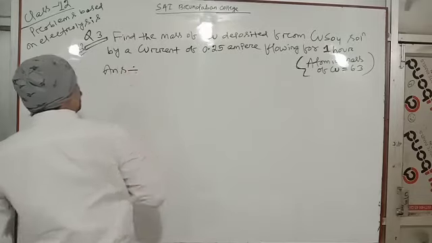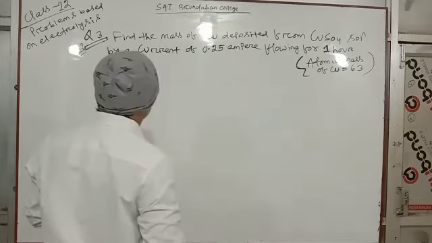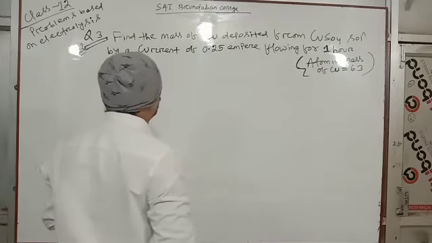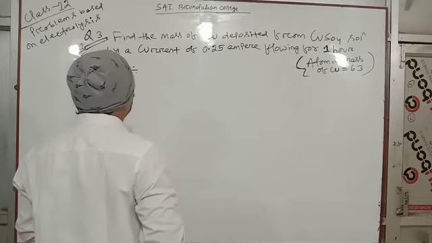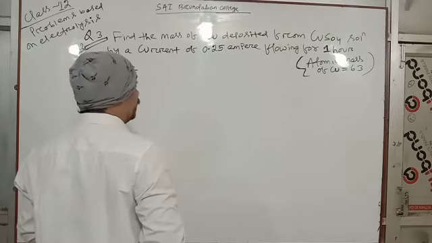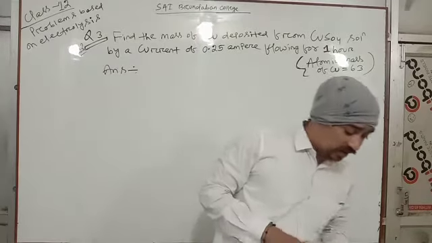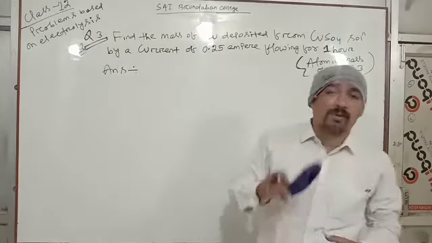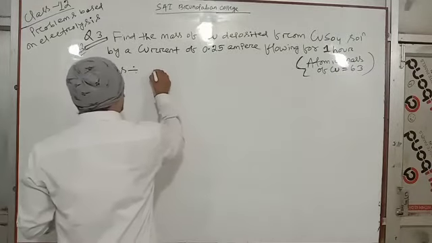First, find the mass of copper deposited from copper sulfate solution by a current of 0.25 ampere flowing for 1 hour. So the atomic mass of copper is 63. How can we calculate the equivalent mass?